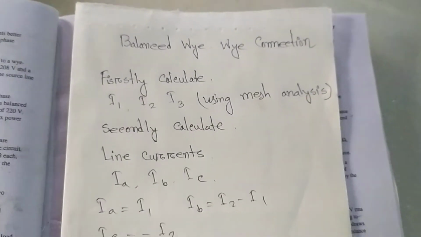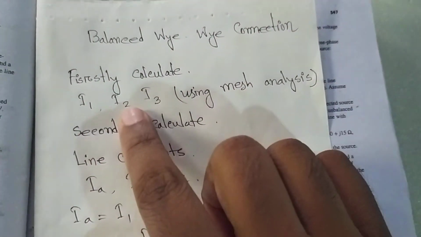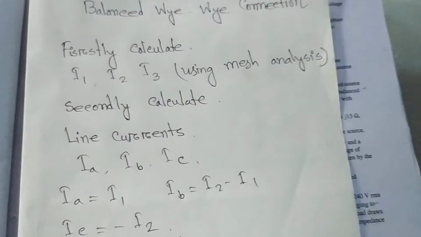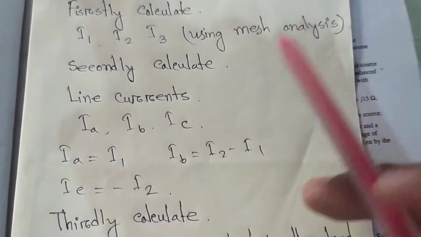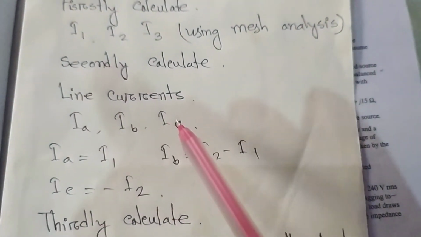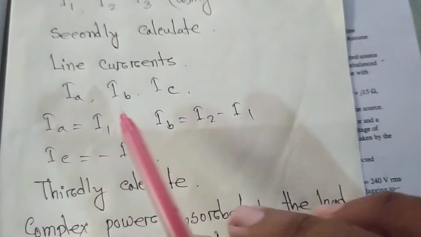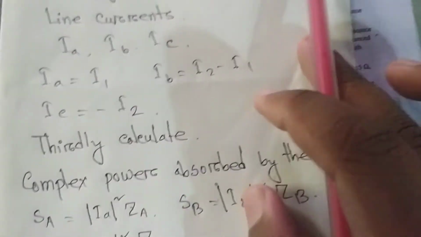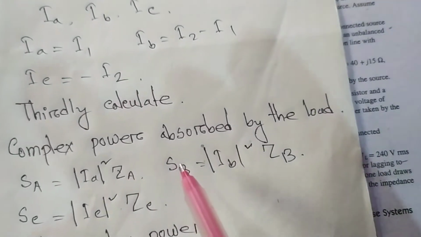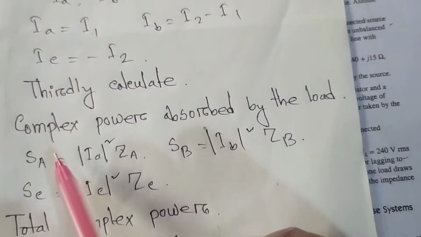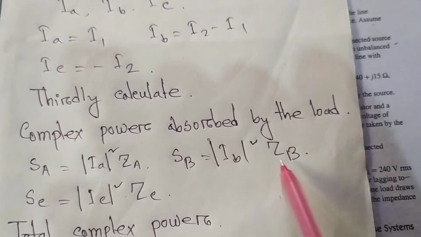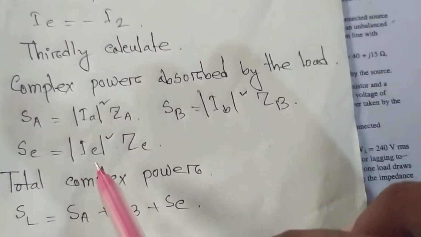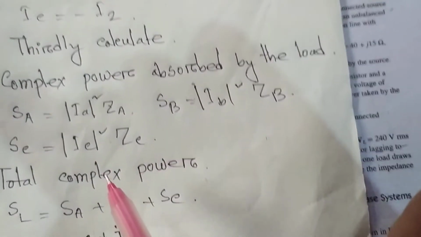Balanced YY connection. Firstly, calculate I1, I2, I3 using mesh analysis. Secondly, calculate line currents IA, IB and IC: IA equal to I1, IB equal to I2 minus I1 and IC equal to minus I2. Thirdly, calculate complex power absorbed by the load: SA equal to IA square ZA, SB equal to IB square ZB and SC equal to IC square ZC.